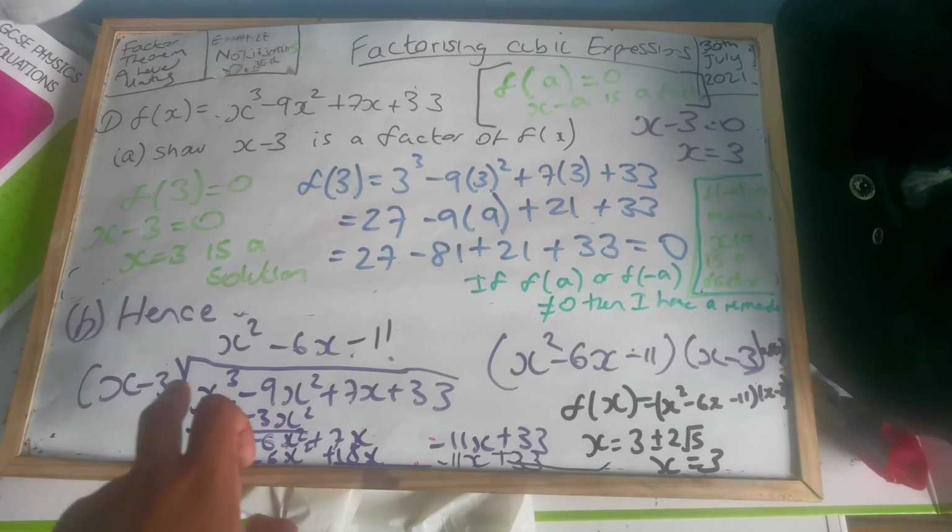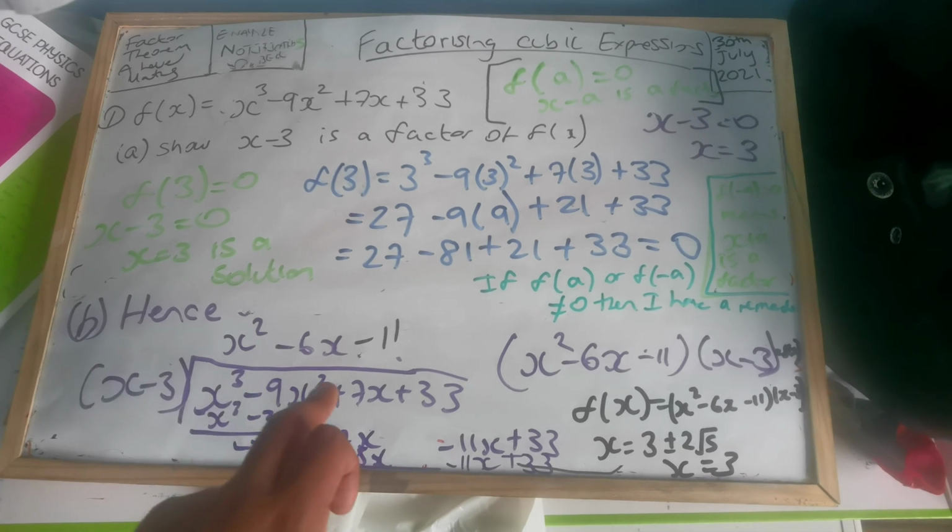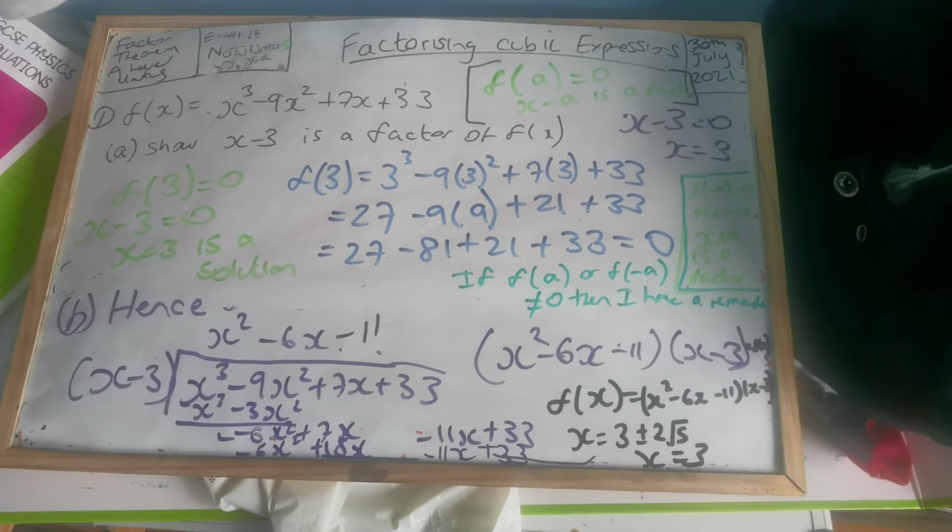So what I've done here is written out the function: x cubed minus 9x squared plus 7x plus 33.